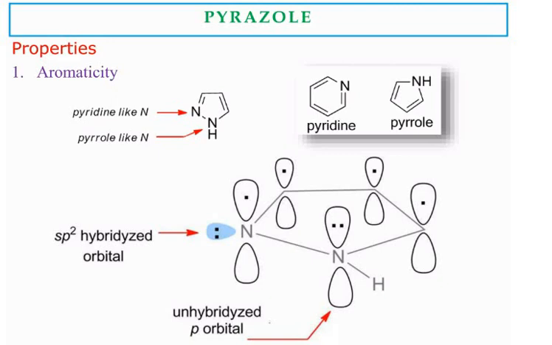Remember the pyridine structure and pyrrole structure. Now you can see the unhybridized p orbital in pyrazole and the sp2 hybridized orbital.